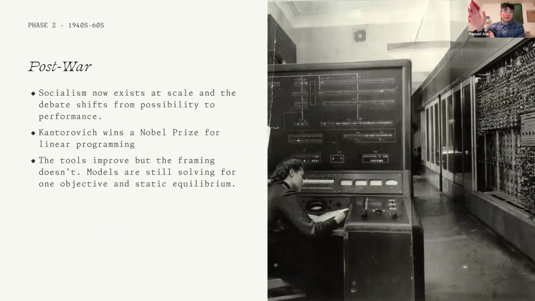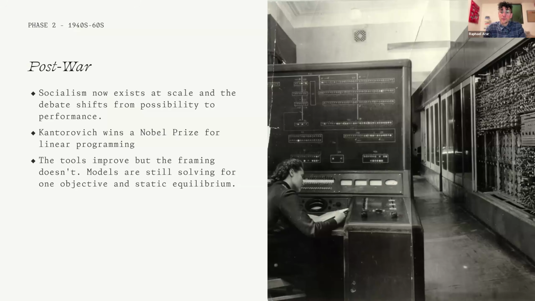So we move into phase two. And this is really the 1940s to 1960s. So after World War II, socialism isn't speculative anymore. It exists. And it exists at a pretty massive scale in the Soviet Union and the Eastern Bloc. And the question stops being, is it possible? And now becomes, how does it actually work? And can it work better? So the key figures in this phase are Kantorovich in the Soviet Union and Kornai in Hungary.